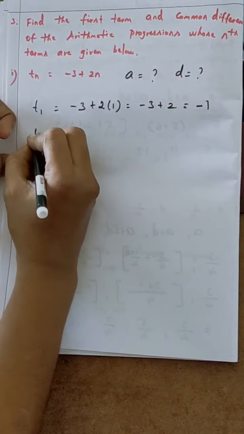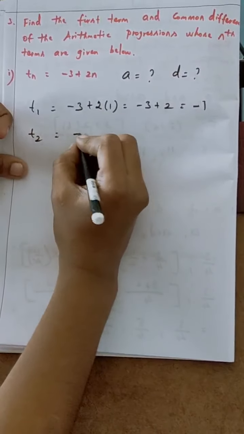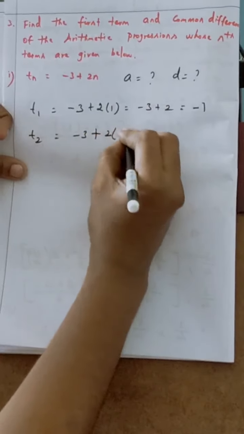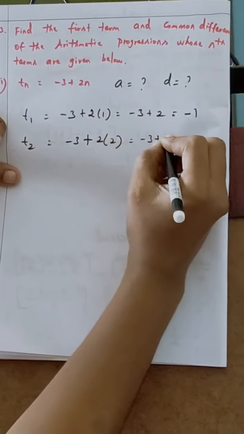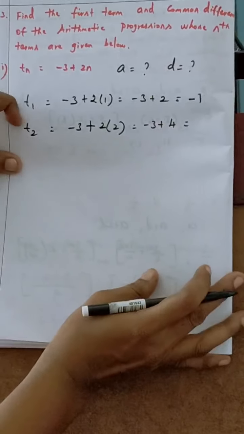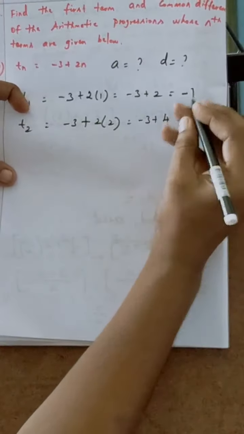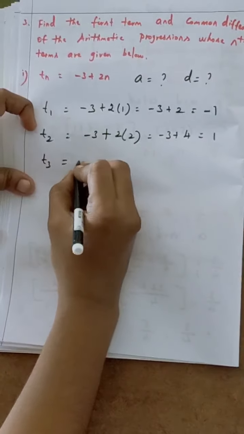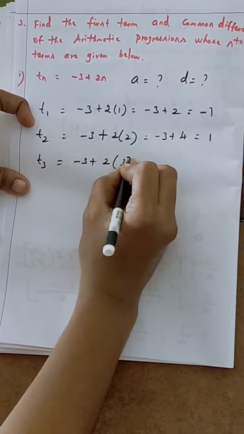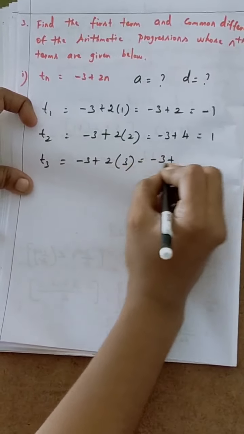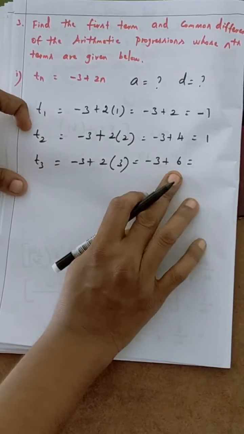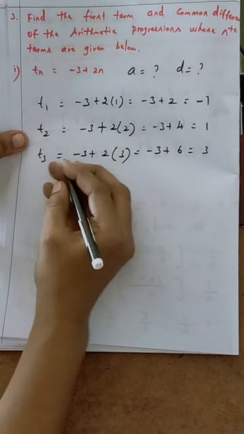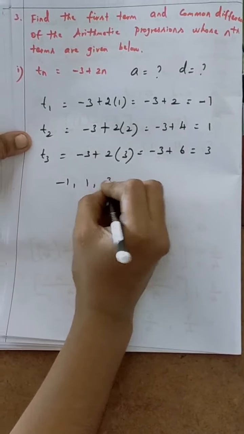Next term is T2 equal to minus 3 plus within bracket 2 into, what is the n value? It is 2. So minus 3 plus 2 twos are 4. 4 is the bigger number, so subtract the smaller number. 4 minus 3 is 1. And the next one is T3. So T3 equal to minus 3 plus 2 into 3. Minus 3 plus 2 threes are 6. 6 is the greater number. 6 minus 3 is 3. So T1, T2, T3 are minus 1, comma 1, comma 3 and so on.